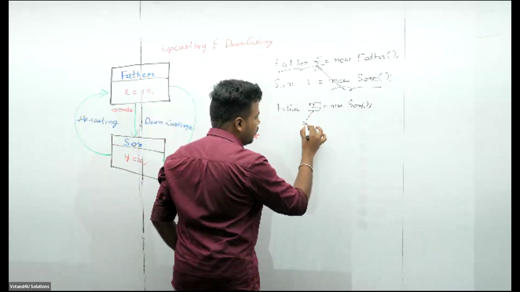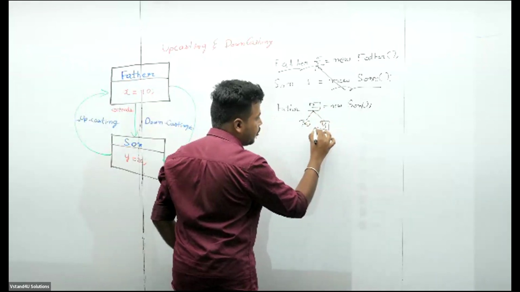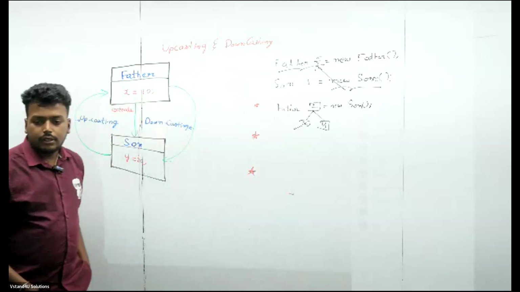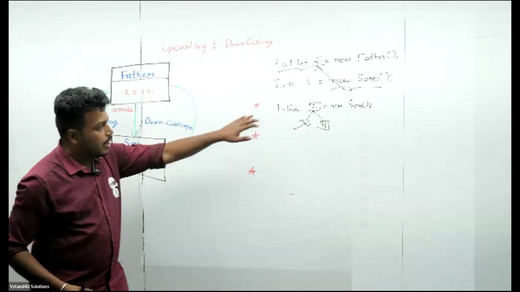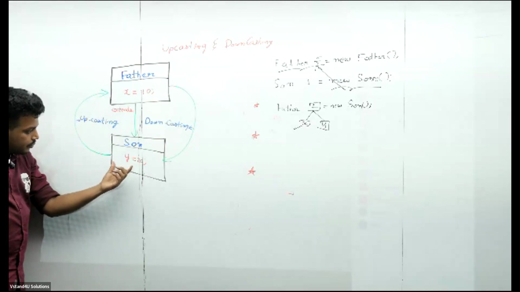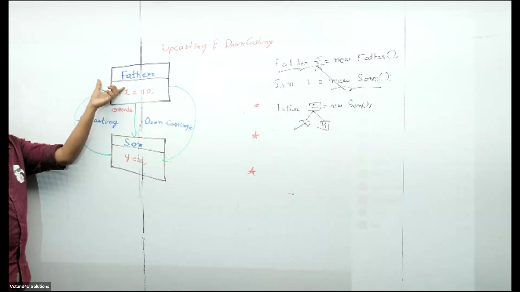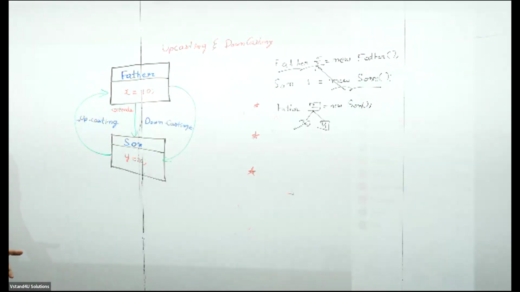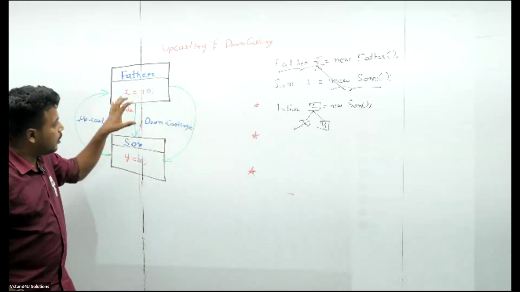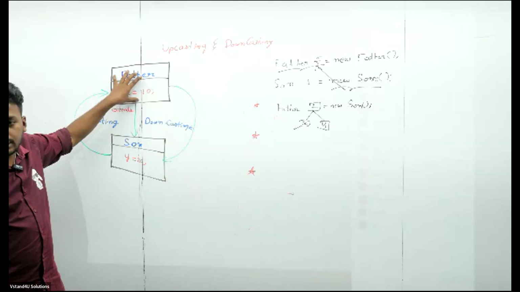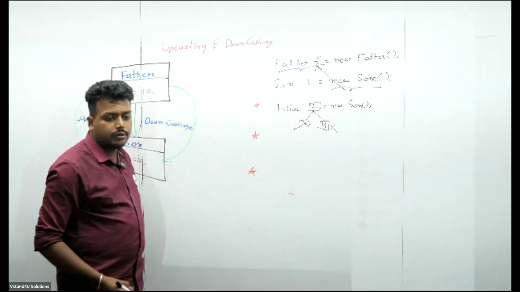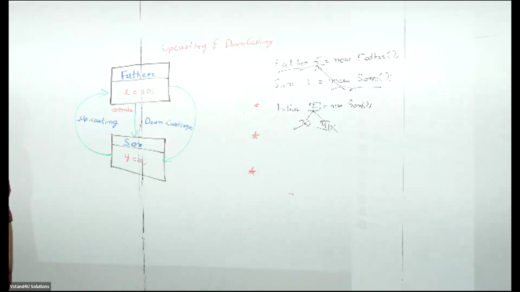Now there is an x value and a y value, right? If I do the upcasting, I can see only the superclass properties. I am creating a Son object and giving the reference of the superclass. Reference is mandatory for everything. If I have done upcasting, I can see only the superclass properties. I can see only the x value. I can't see the y value. Understood?